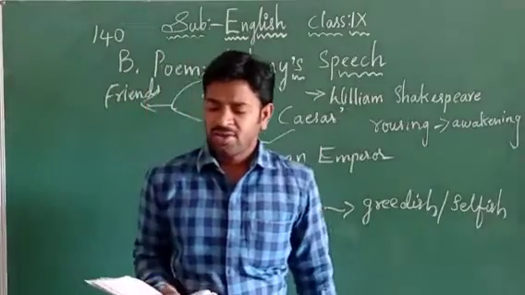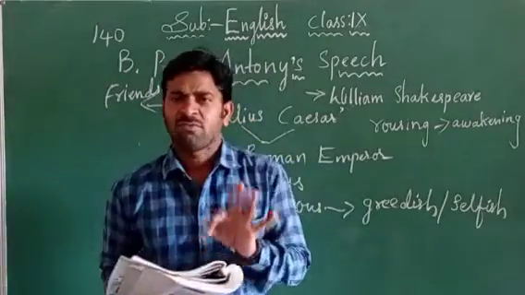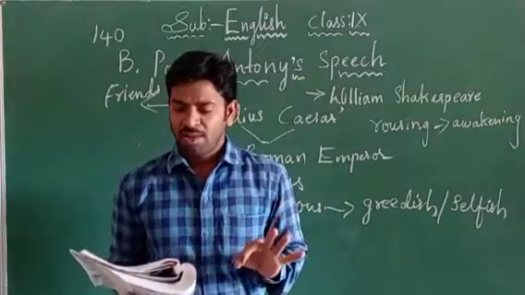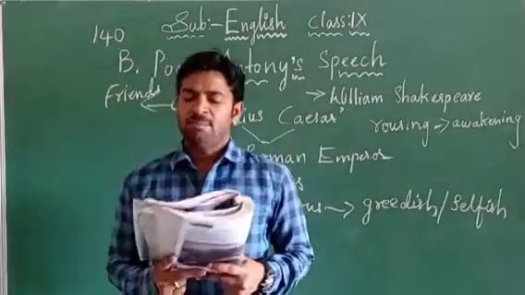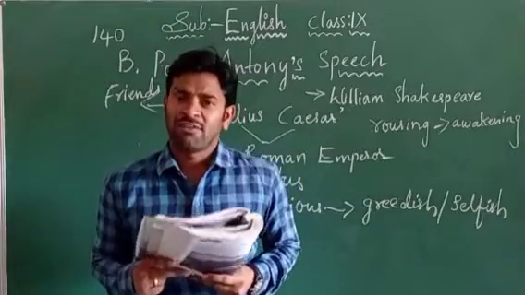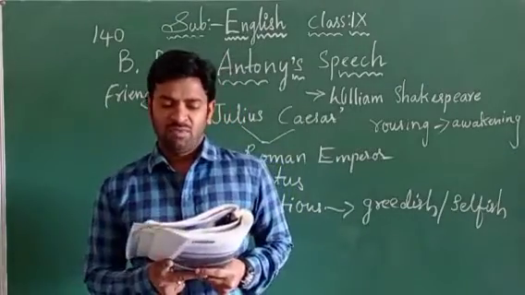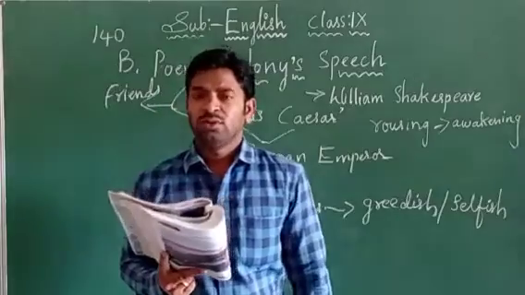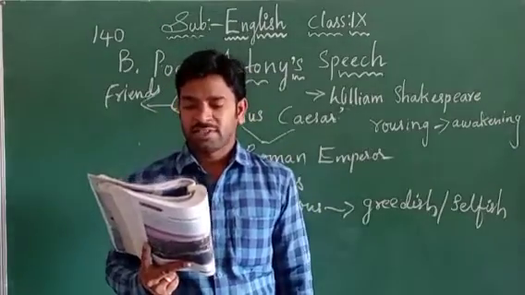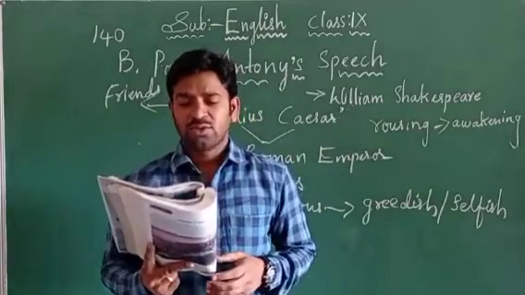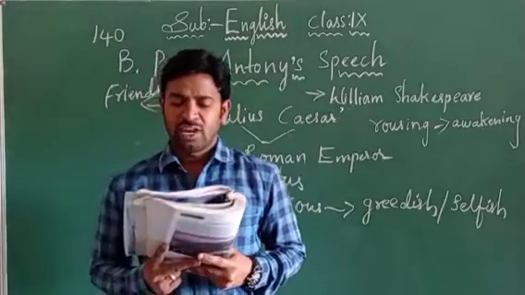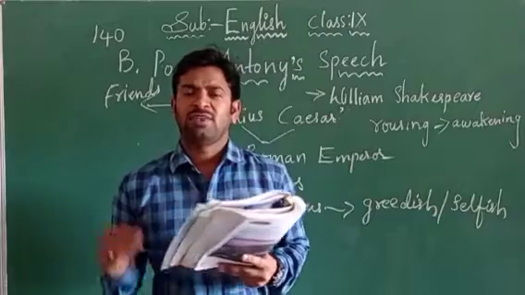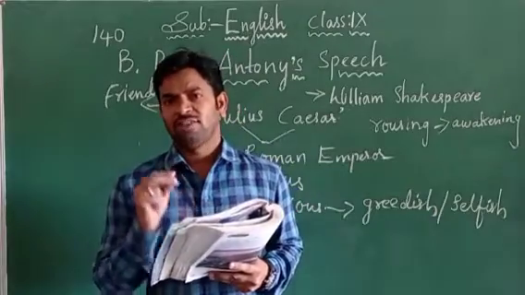So everybody might have understood. I think these words were repeated many times: ambitious, honorable, ambitious. This was repeated many times in the poem, children. So ambitious means the person who is selfish or greedy, right? Now Brutus told that Caesar was ambitious. If it were so, it was a grievous fault. That means it was a severe fault.